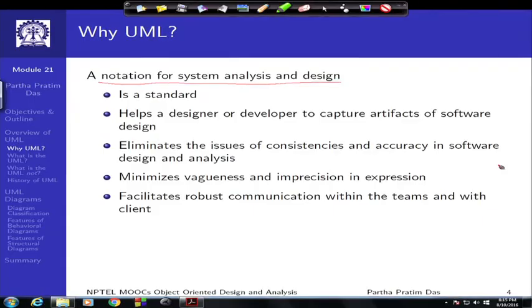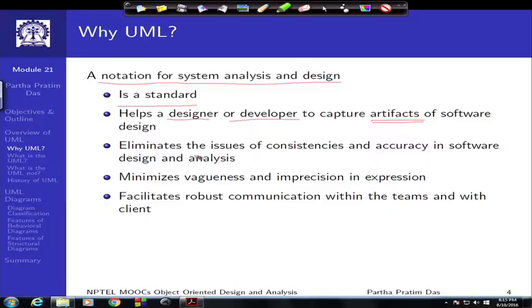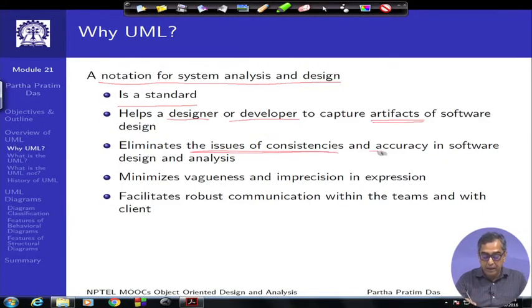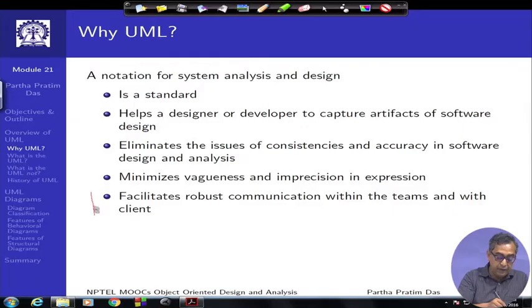The first importance of why you should use UML is that it is a standard. It is an international standard maintained by the Object Management Group or OMG. So, it helps the designer, developer, even the user to capture various artifacts of software design. Various nuances and details of software design can be uniquely captured in UML without any scope for imprecision, vagueness, ambiguity, or reader dependent understanding. So, it eliminates the issues of consistency and accuracy that typically will exist in a software analysis and design problem. It minimizes vagueness and imprecision, as I have mentioned, and coupled with all this, it facilitates robust communication within teams, robust communication between the vendor and the client, and so on.